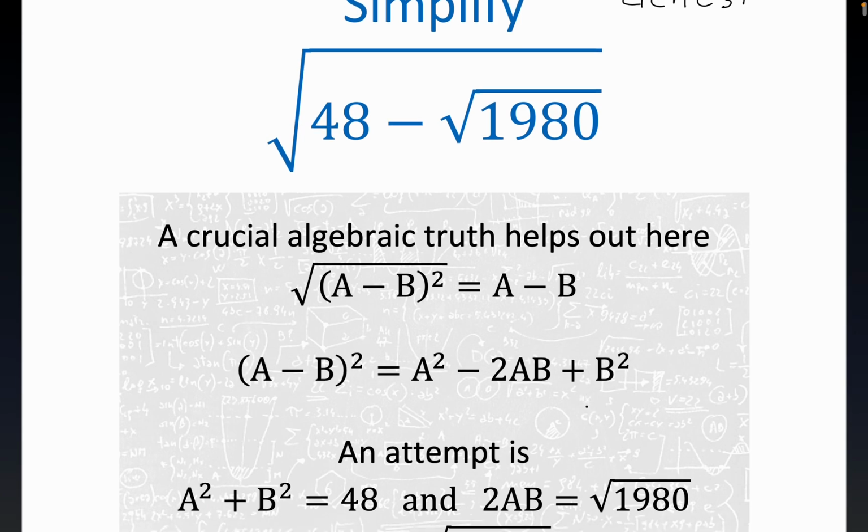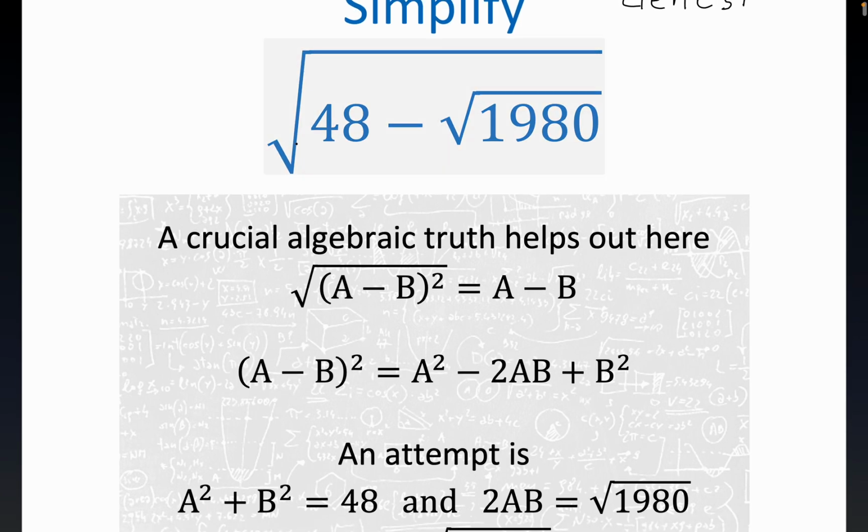Now, it makes quite a bit of sense to equate the integer portion of this radicand to the sum of the two squared terms, a squared plus b squared. And then 2ab, set that equal to the square root of 1980. Okay, and that makes tremendous sense. We might anticipate irrational solutions here. When you square an irrational number, you can get a rational number. So that's one of the reasons that motivates these two assignments.